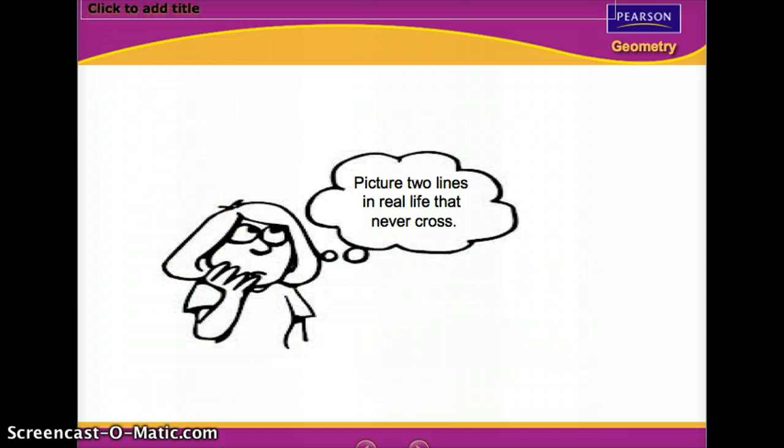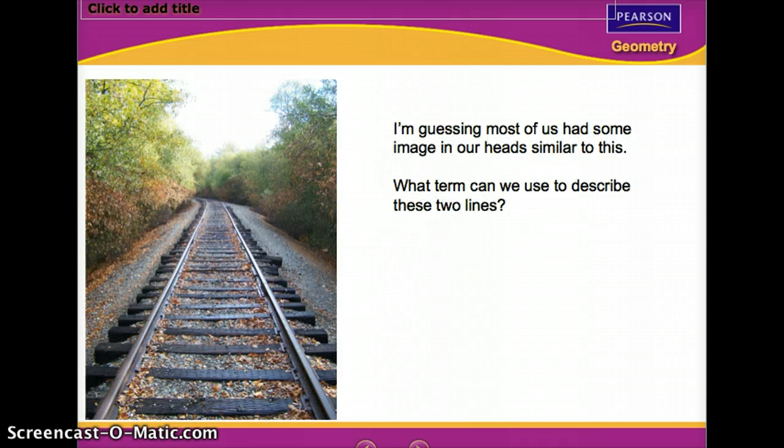All right, ready? What I want you to do is picture two lines, so get a picture in your head, two lines in real life that never ever cross. Got the picture? I bet I can guess what it was. Am I right? Did you picture railroad tracks? What term do we use to describe these two lines? Parallel, correct.